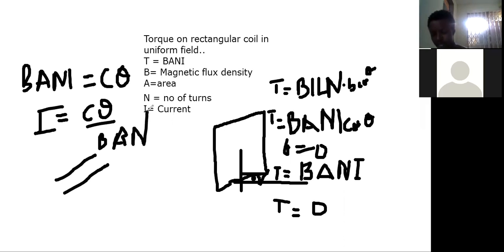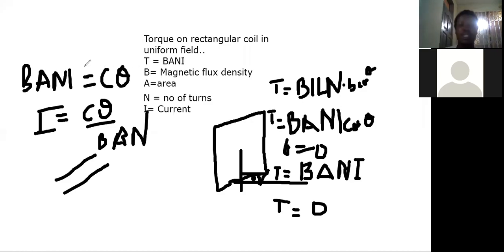The above expression shows that the deflection theta, or the angle, is proportional to the current. So as the current increases, the angle also increases. Basically, that is what it means. The rest is reading, and we can look at all those things.